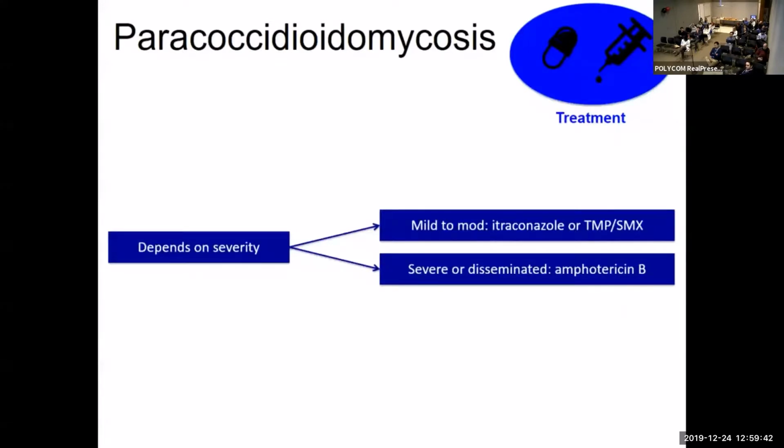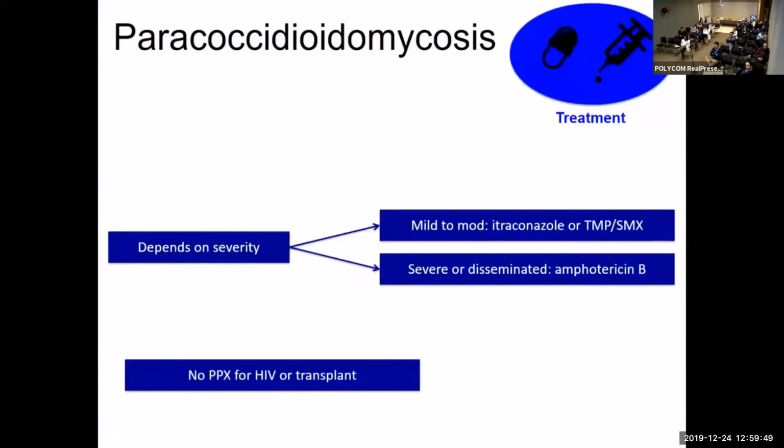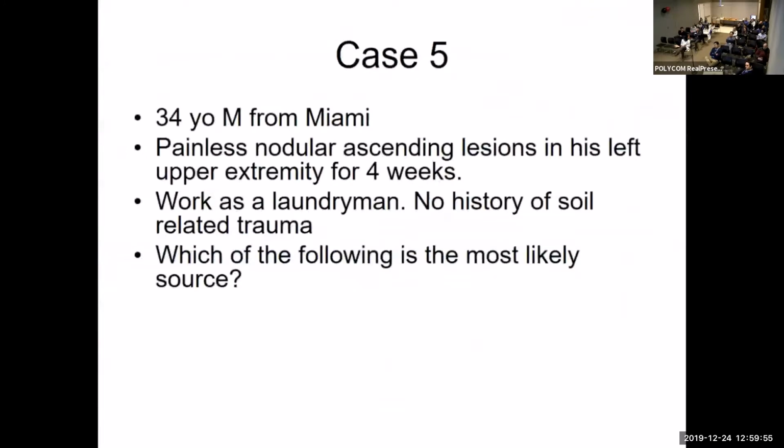Guys, by the way, this medication, the itraconazole, costs like $400 the pill. So this is not a cheap med. There's no prophylaxis for HIV patients in these cases. So case 5, we're already finishing.